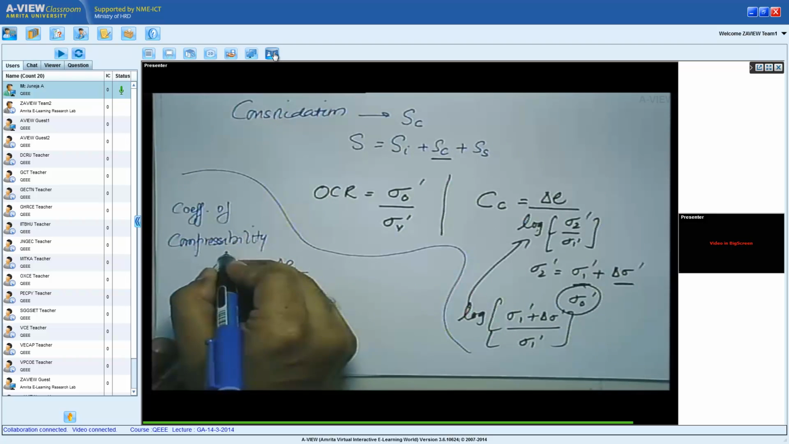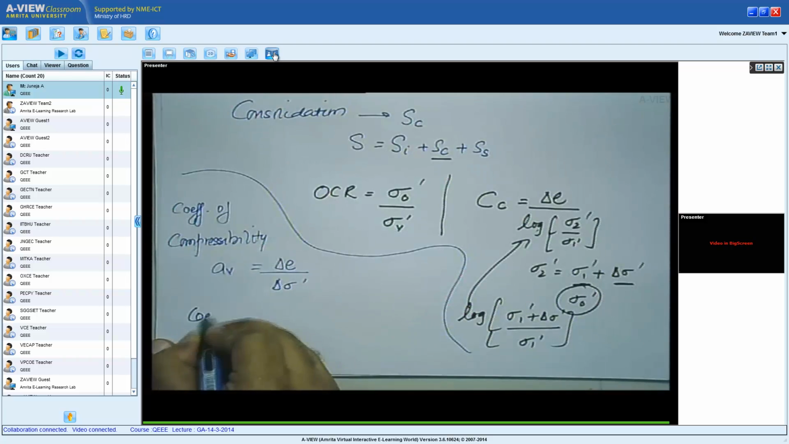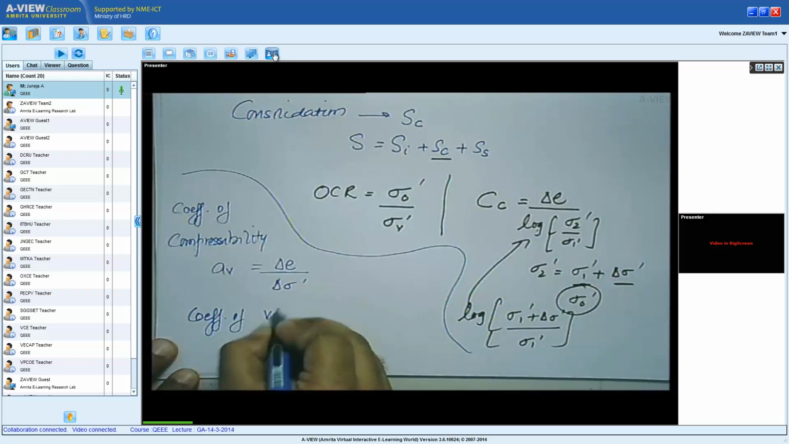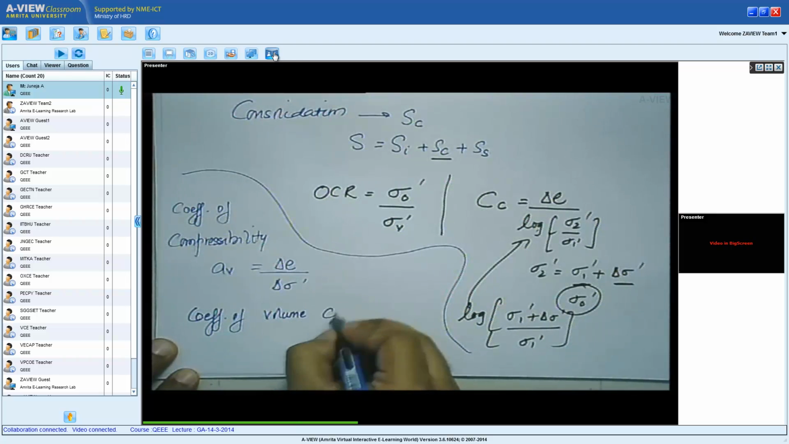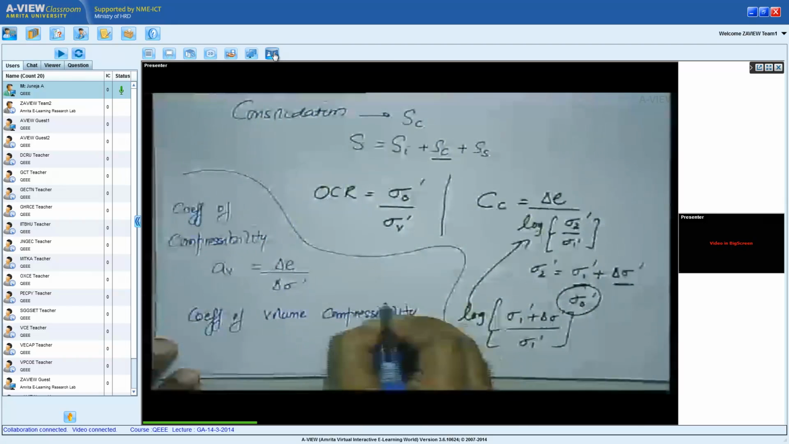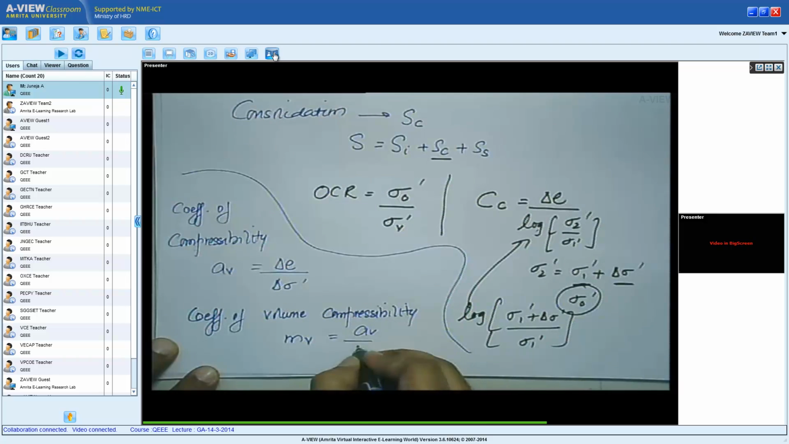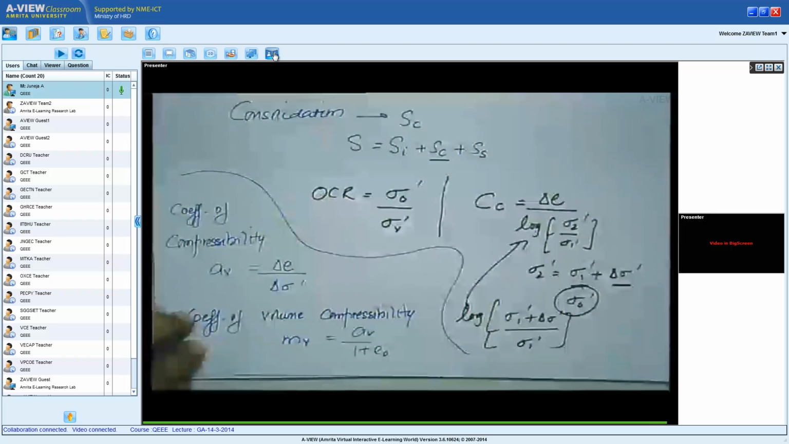The next definition was the coefficient of volume compressibility, which had a symbolic representation of MV, defined as AV divided by 1 plus E naught. If you recall, 1 plus E naught is a representation of the initial volume.